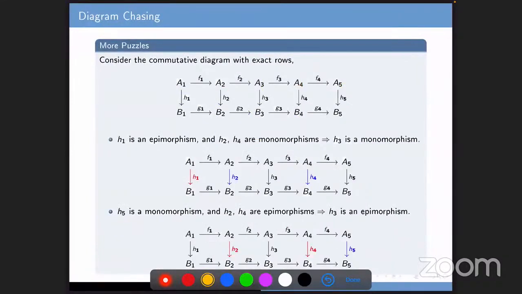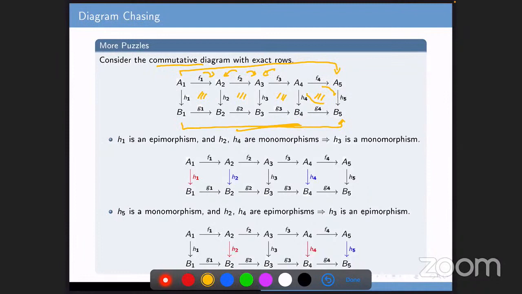So another example, actually this one is called the short 5 lemma, and this is the long version of it. We have A1 to A5, these abelian groups, and B1 to B5. We have a commutative diagram again, so each of these squares is commutative, right? And the exactness of the rows. Again, image of F1 is equal to kernel of F2, or image of F2 is equal to the kernel of F3, and so on. And from the commutativity, for example, H5 composed with F4 is equal to G4 composed with H4.